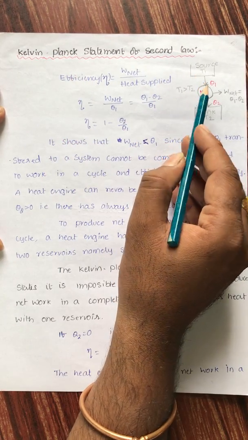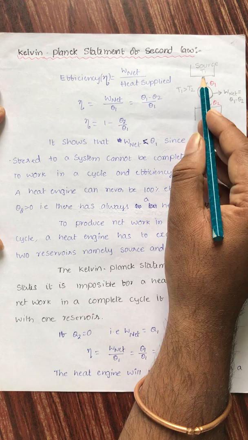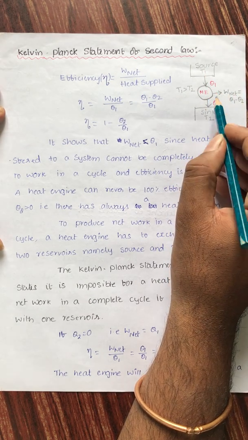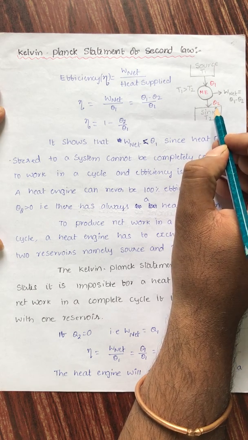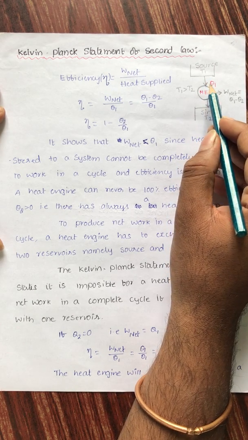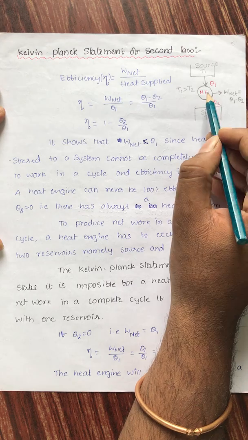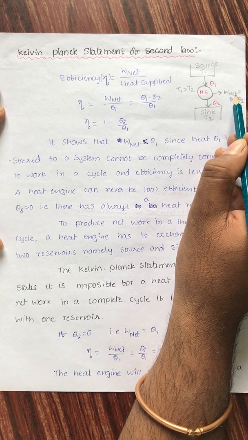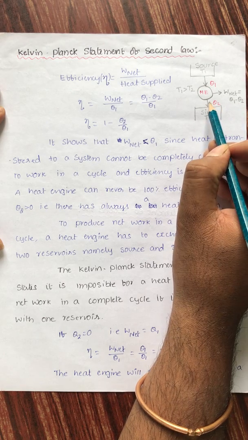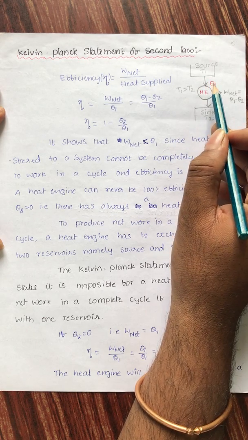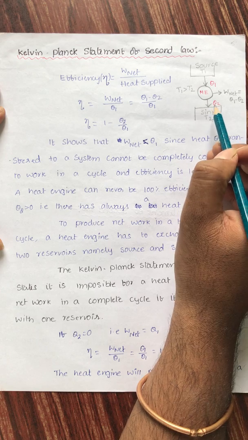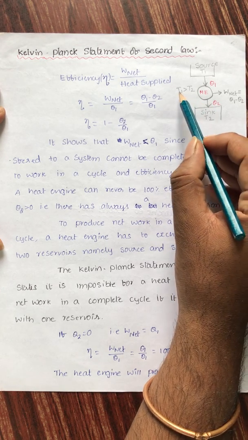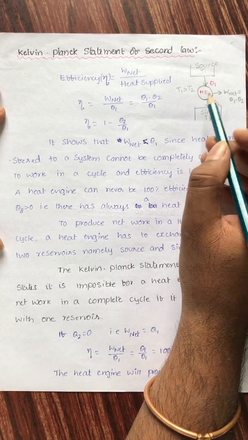This is the representation of the heat engine. Source T1, sink T2, and heat Q1 is taken in, and Q2 amount of heat is rejected. So it is taking heat Q1 from the high temperature reservoir, part of which is converted into work, that is W net, which is nothing but Q1 minus Q2, and the remaining part, Q2, is rejected to the low temperature reservoir, that is called the sink T2. So the condition is T1 is all the time more than T2.